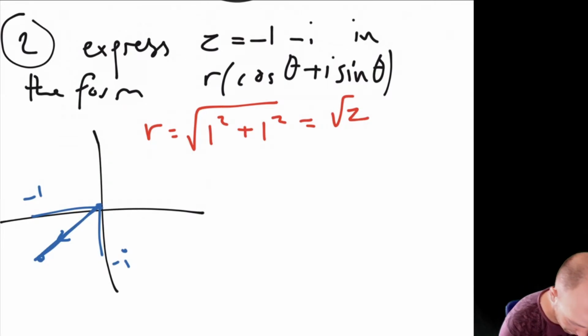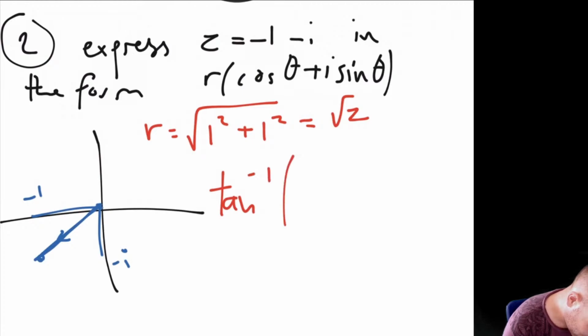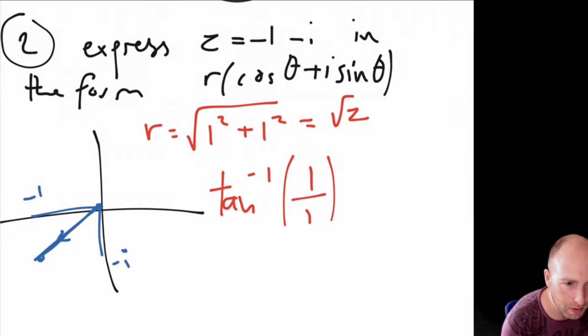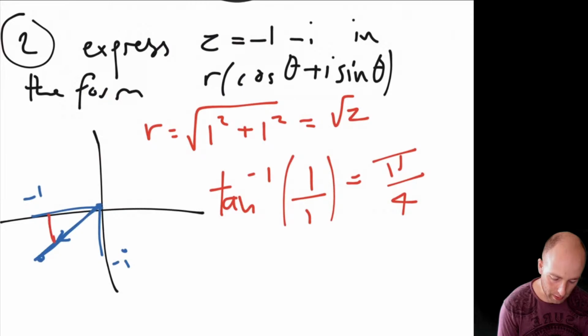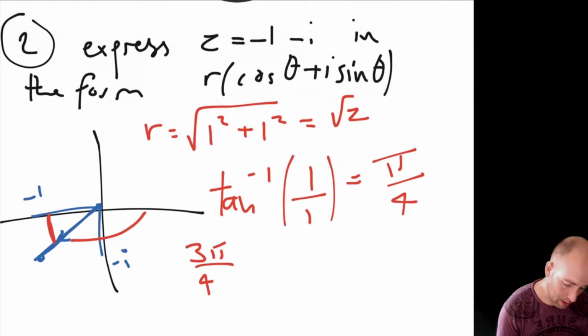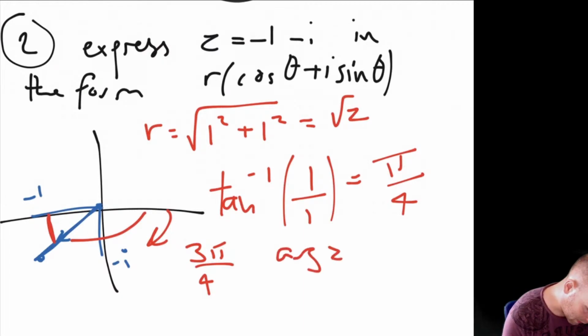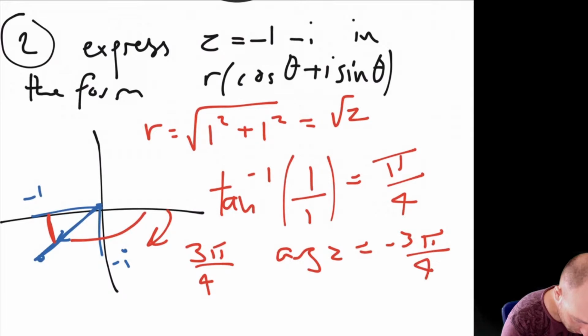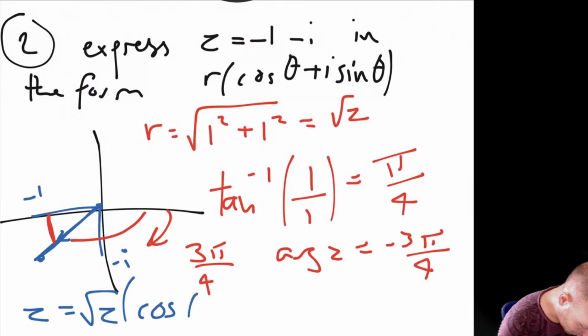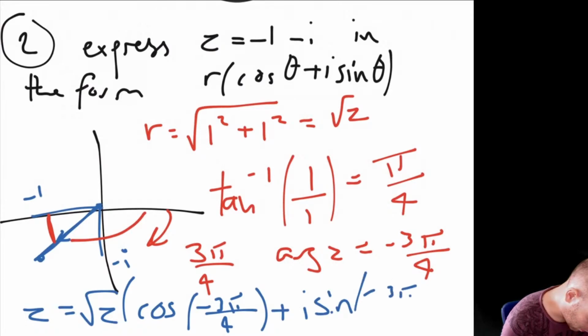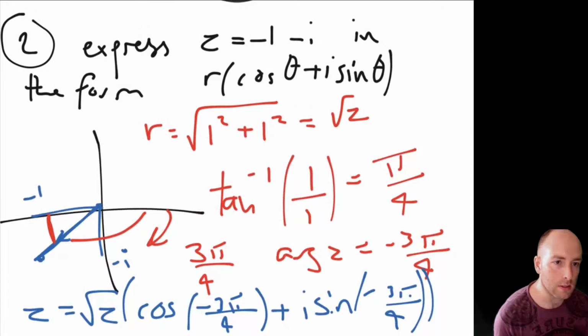Okay, and then finding the angle, we're going to have tan to the -1 of 1 over 1, which I think gives us pi by 4. So pi by 4 is the angle here. We need this angle here, so this is going to be 3 pi by 4. And it needs to be negative because we're going that way. So our argument, arg of Z, is -3 pi by 4. So the form should look like this. Z equals root 2 cos of -3 pi by 4 plus I sine of -3 pi by 4. There you go.